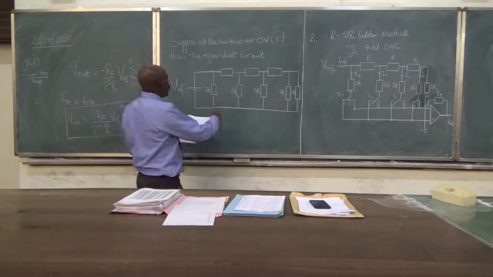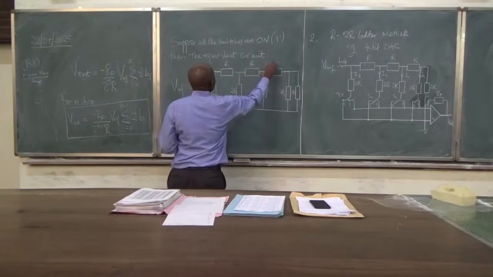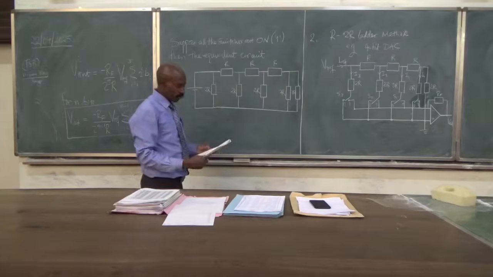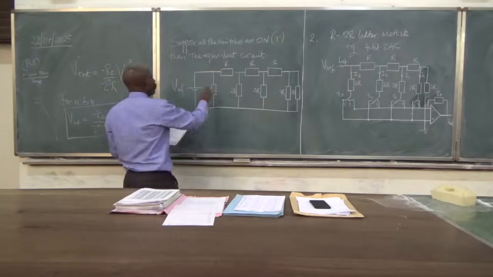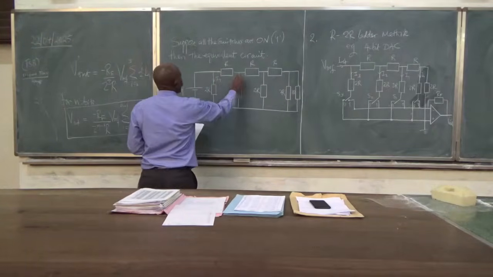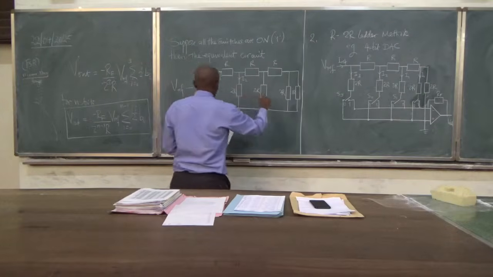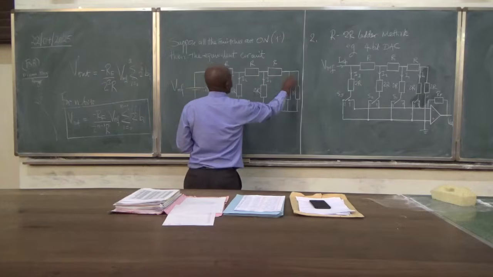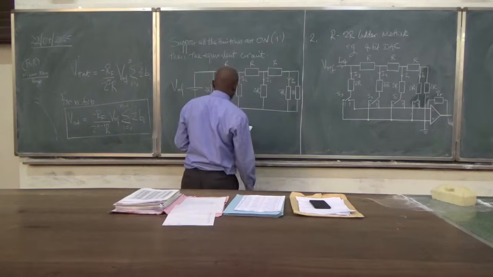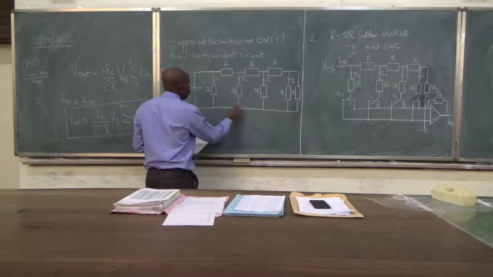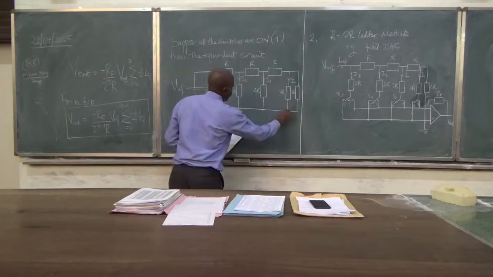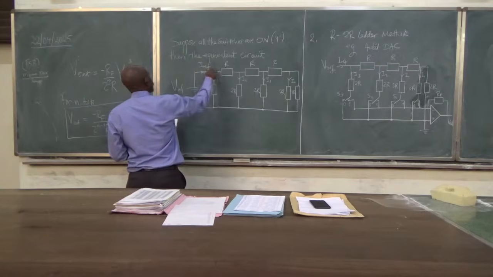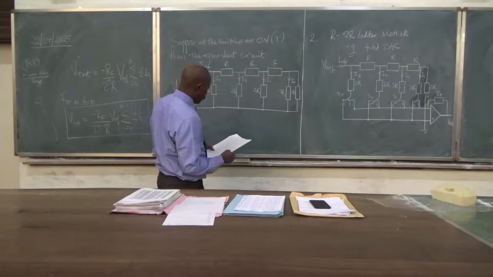Okay, so you can now see why it is called a ladder, if you were to look at it closely. Then we have I3, I2, I1, I0, and then we have the current here from the reference, which is giving back to all this.